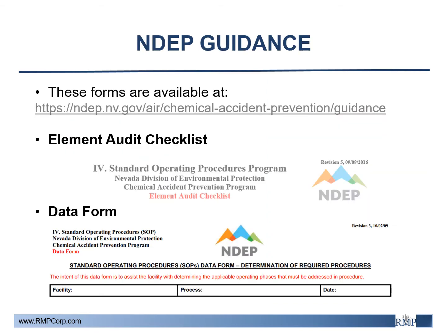All of today's topics are based off two NDEP provided documents regarding the SOP program and are available at the link provided on the slide. The Element Audit Checklist is used by NDEP for facility audits and can also be used to perform the triennial internal compliance audit required by Nevada CAPP. The data form provides additional details regarding all the requirements listed on the checklist items. In the case of the SOP program, it provides facilities help in identifying what operations warrant inclusion in their SOP and what type of additional details must be included.